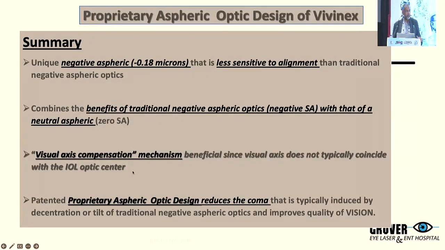And the visual axis compensation, as happens in the natural eye, benefits, since the visual axis doesn't typically coincide with the IOL optic center. So this patented proprietary aspheric optic design reduces the coma that is typically induced by decentration or tilt of traditional negative aspheric optics and improves the quality of vision in terms of maintaining the internal Strehl ratio. Thank you so much.